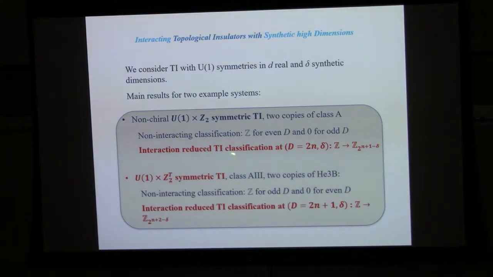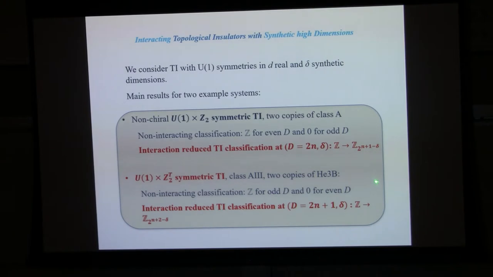For U1 cross Z2 symmetric topological insulators without any interaction, we know that for even space dimension, the classification is Z. For odd space dimension, the classification is trivial. And for the other case, which is U1 cross time reversal, it's called the A3 class of topological insulator. For the non-interacting case, for odd dimension it's Z, and for even dimension it's zero. But suppose this capital D includes the actual dimension and also the synthetic dimension. Then under interaction, the classification will reduce from Z to something like this.